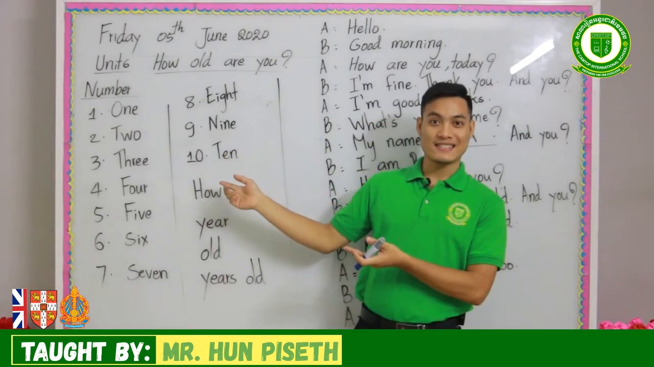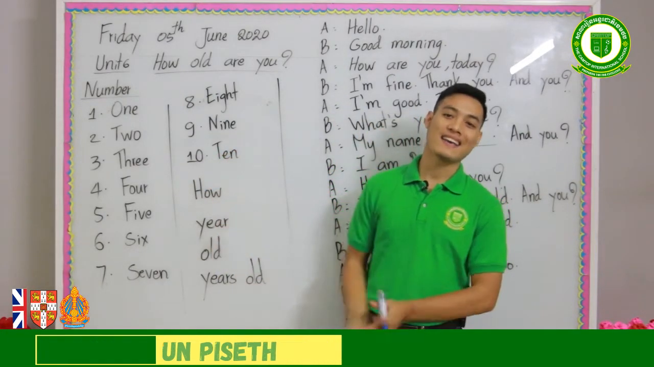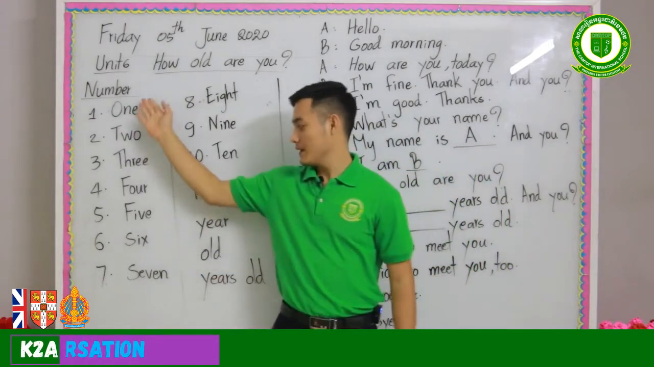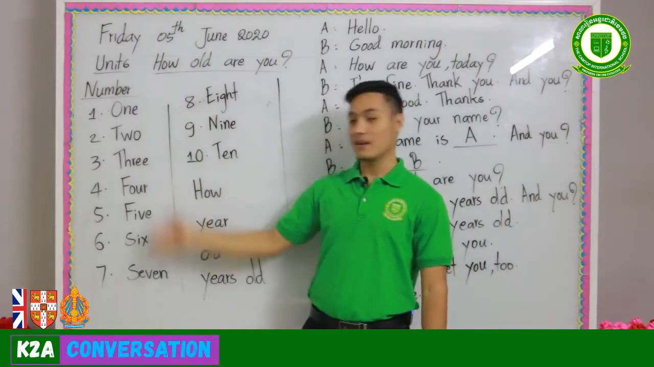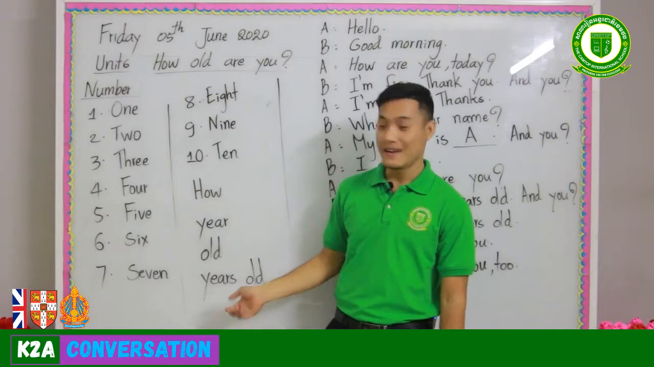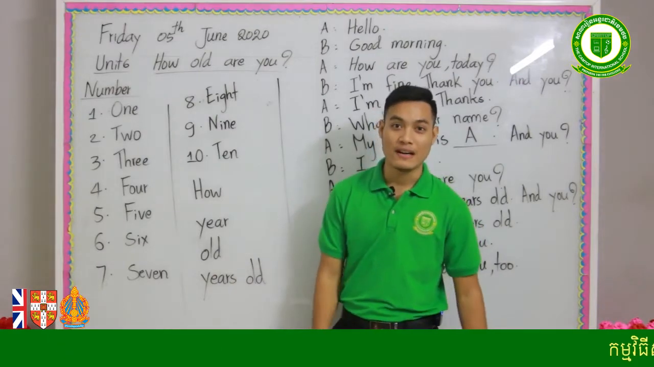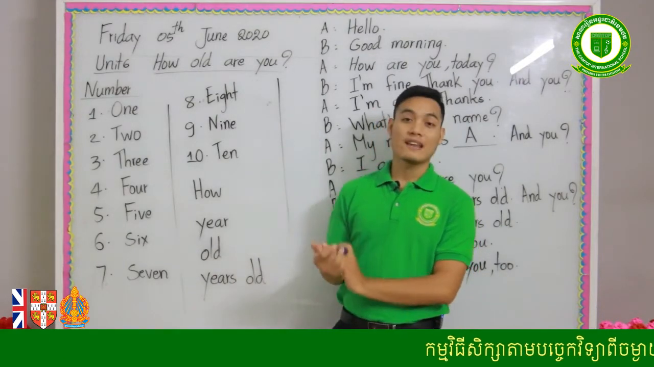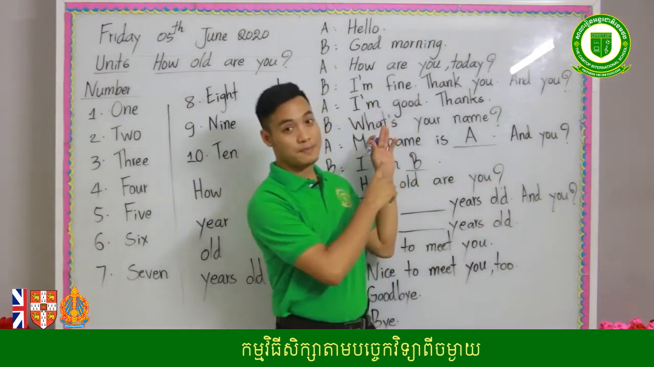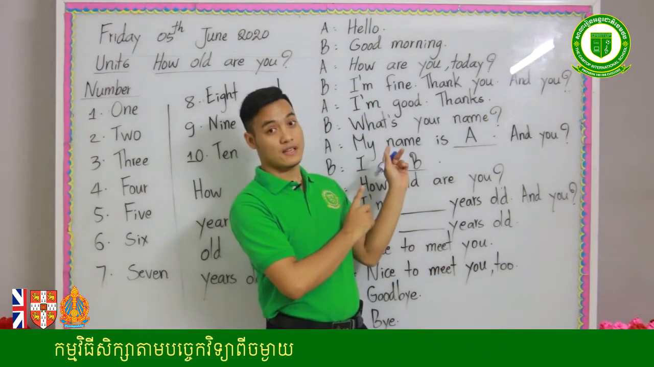So did you read this? Piseth? Yes, good. Okay, so here is the number, and also the word. So please try to read more. So now please read this together before we go to our reading and speaking, our conversation, okay?